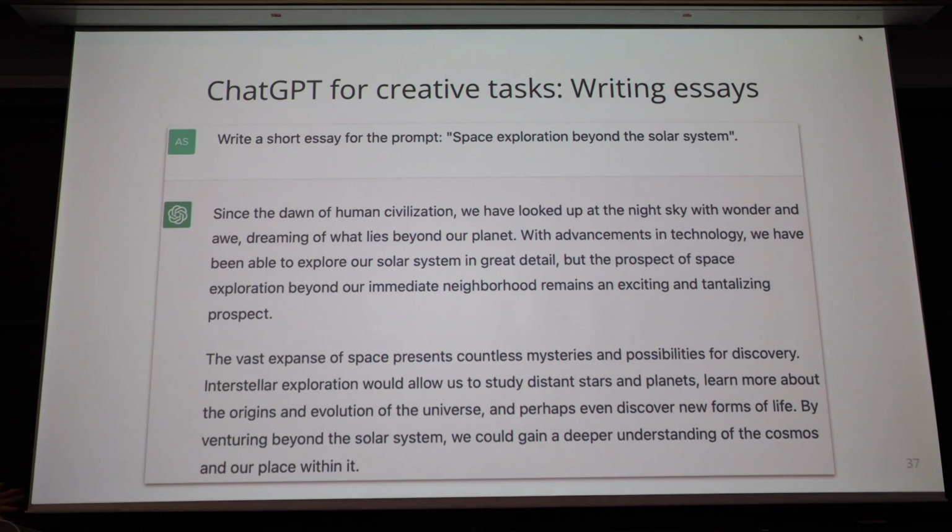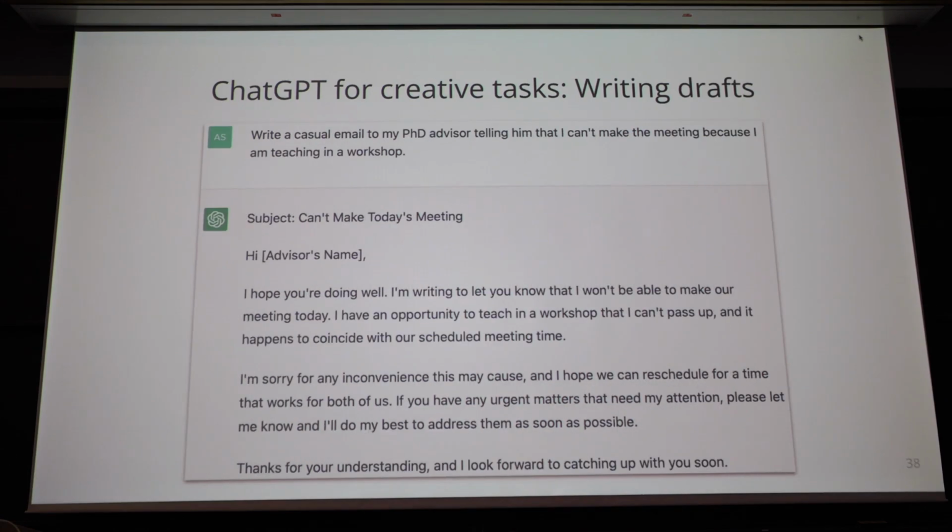At some point, all these universities are going to have honor code policies where you don't use ChatGPT and so on, but this is one example of how you can use it to write essays. This is an example of me writing an email to my advisor that I'm not going to be working now and I'm going to be teaching a workshop instead. And it does a pretty good job. You just need to make small modifications and it's able to get most of the gist across.